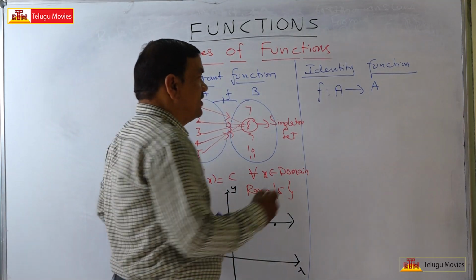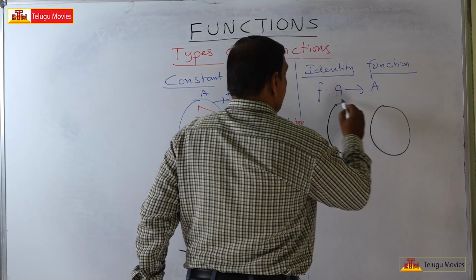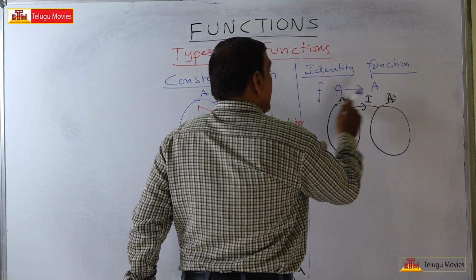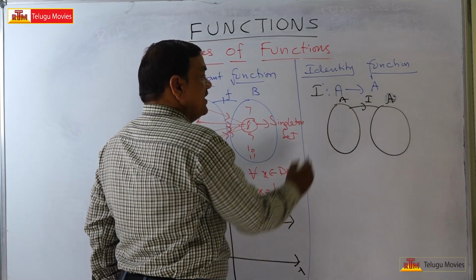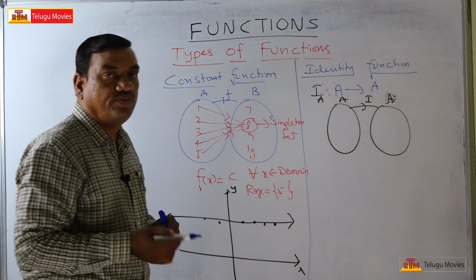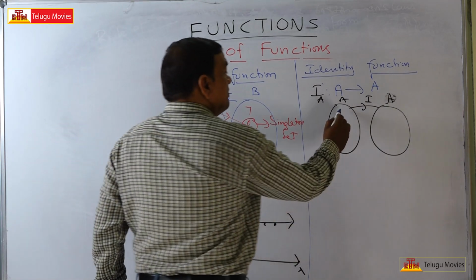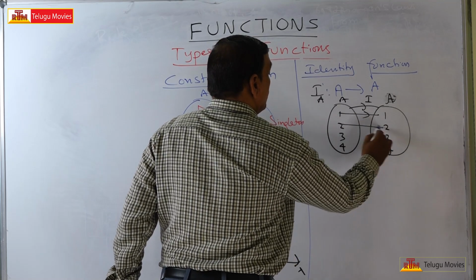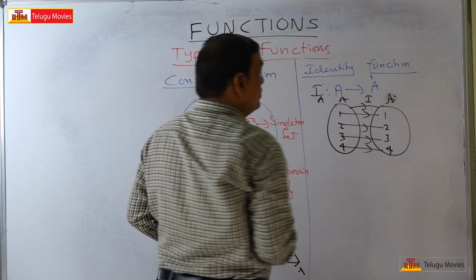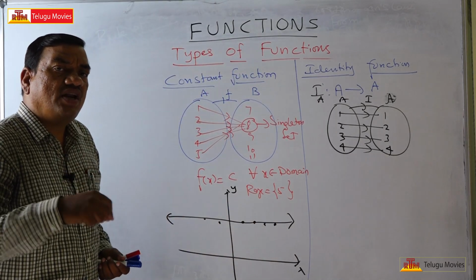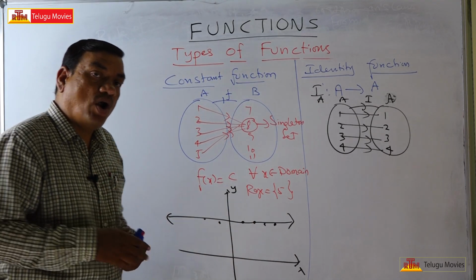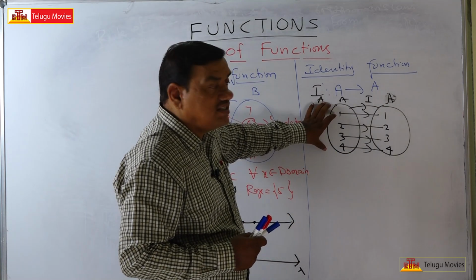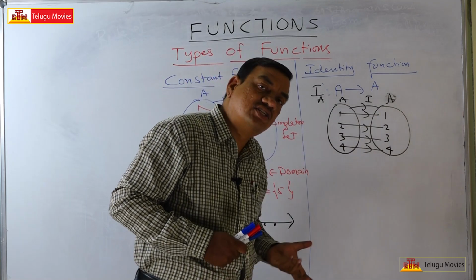Let me give one example. A to A only. The function is I. Generally, we denote the identity function with I. If it is A to A, IA. If it is B to B, IB, like that. Here the elements are 1, 2, 3, 4. Here also the elements are 1, 2, 3, 4. 1 is mapped onto 1, 2 is mapped onto 2, 3 is mapped onto 3, 4 is mapped onto 4. Every number is mapped onto itself. So the specialty of this function is that the domain is A, the codomain is A, and the range is also A.